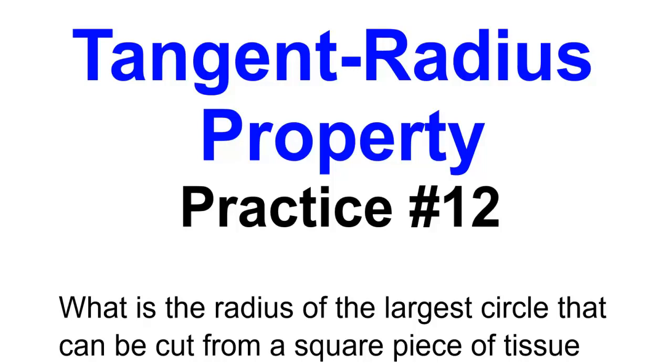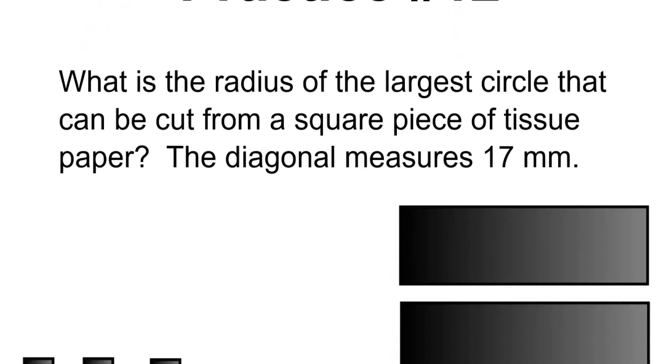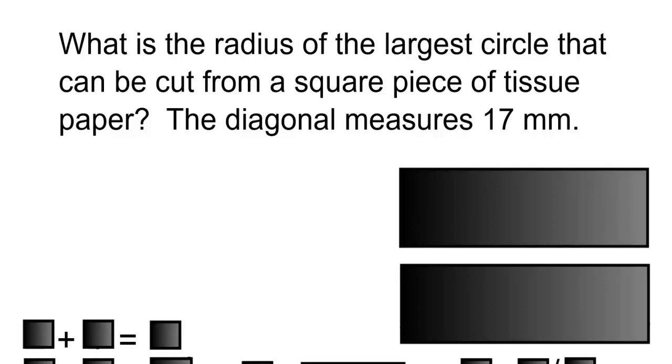Tangent radius property, practice number 12. What is the radius of the largest circle that can be cut from a square piece of tissue paper? The diagonal measures 17 millimeters.